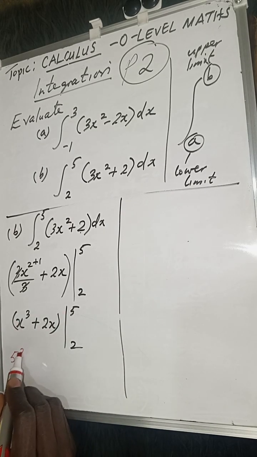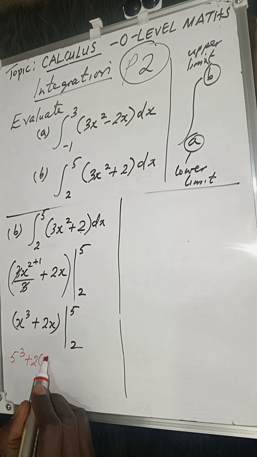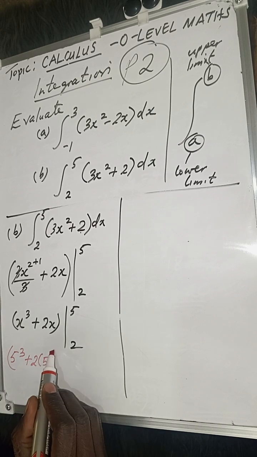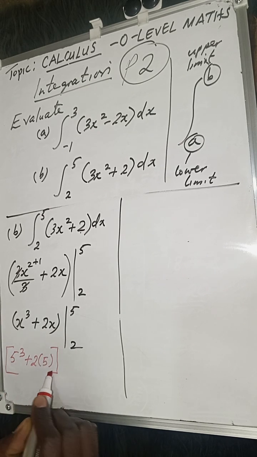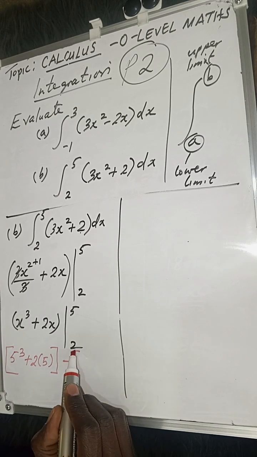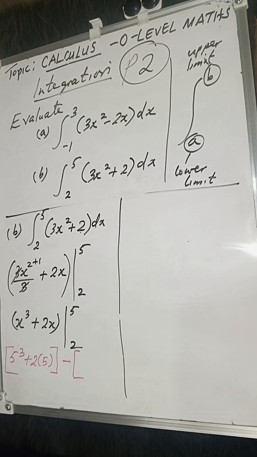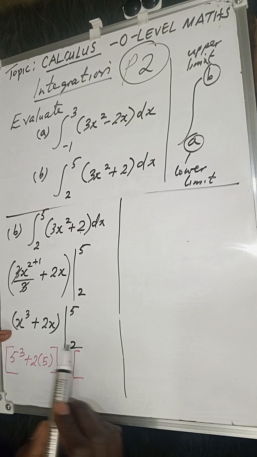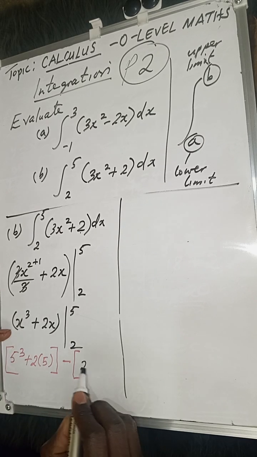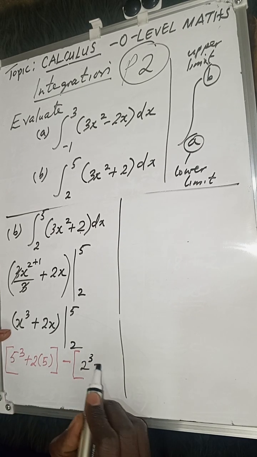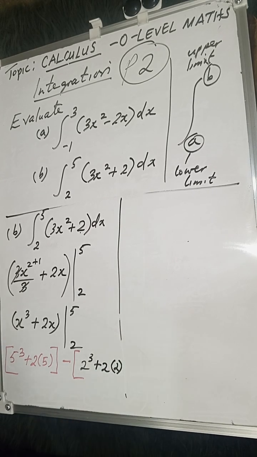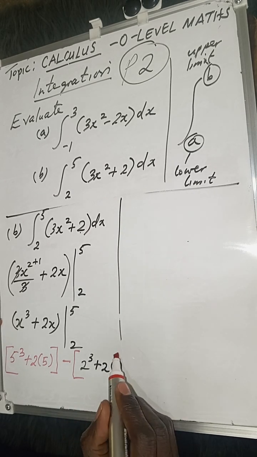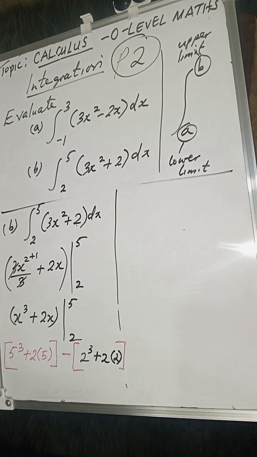It will be 5 raised to the power 3 plus 2 multiplied by 5. Whatever we are getting here, let me use a different type of bracket so that you're able to see, minus what we are going to get from replacing the lower limit. So you replace now the lower limit. It will be 2 raised to the power 3 plus 2 multiplied by 2. So this is what we are getting from the lower limit.